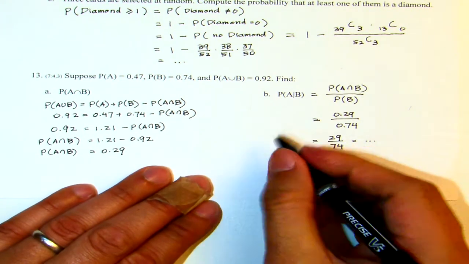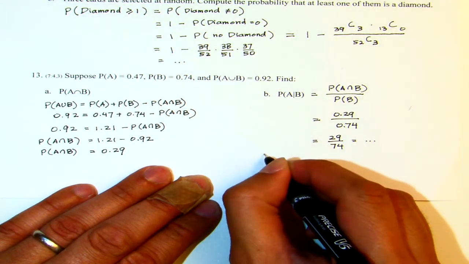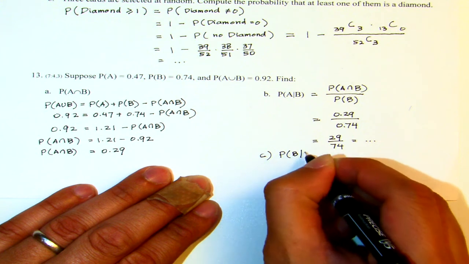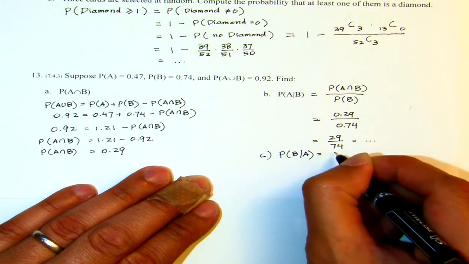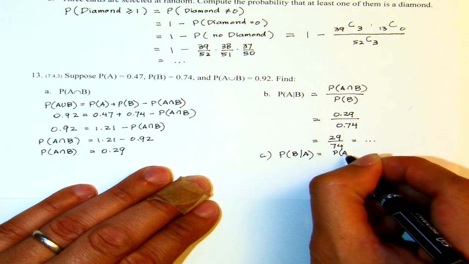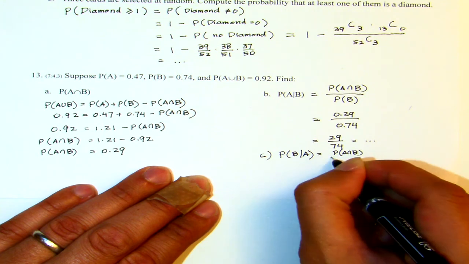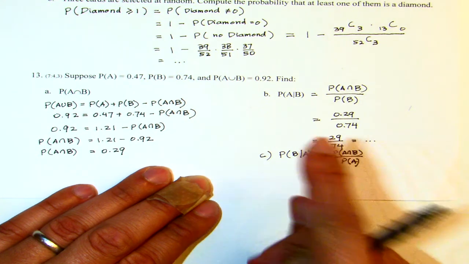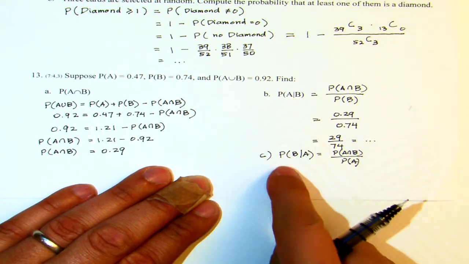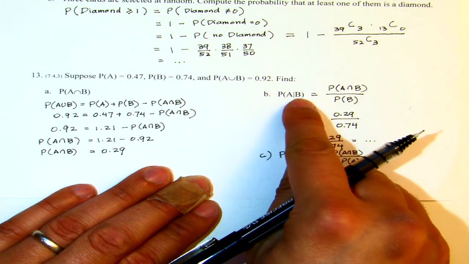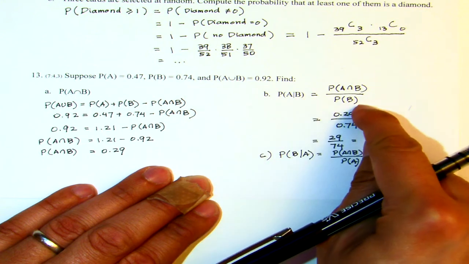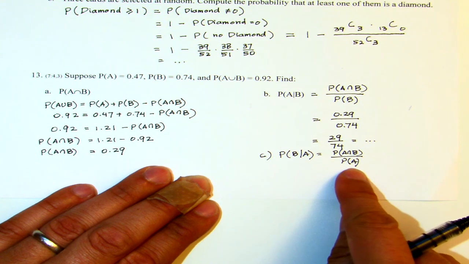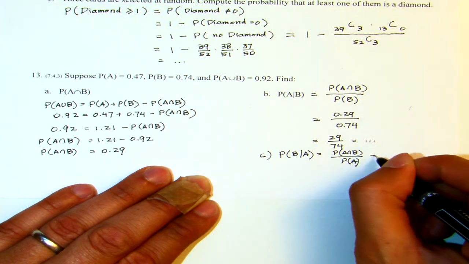I would like to actually add one more part here. Suppose I ask you, what is the probability of B given A? That will be the probability of A intersection B over the probability of A. Okay, I hope you can see the contrast between these two probabilities. If the given part is B, then in the denominator you have the probability of B. If the given part is A, then the denominator is the probability of A.